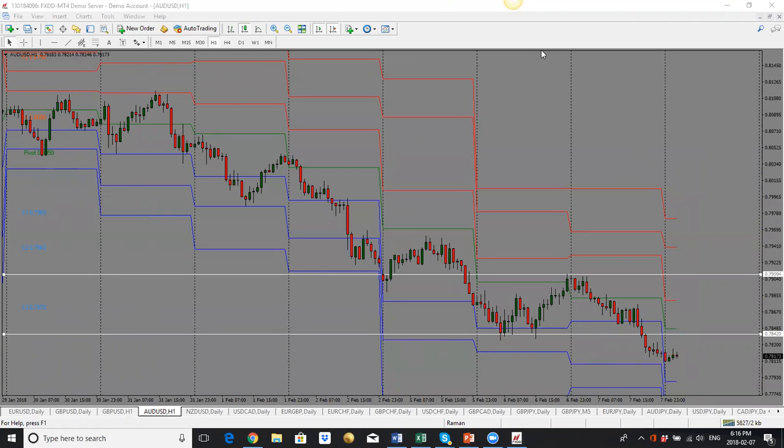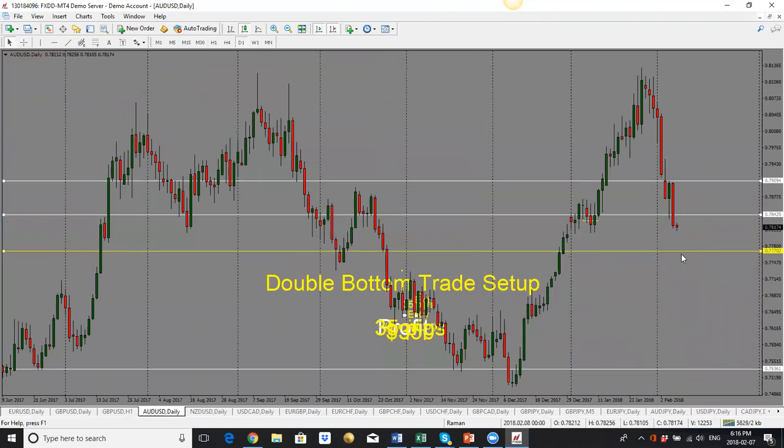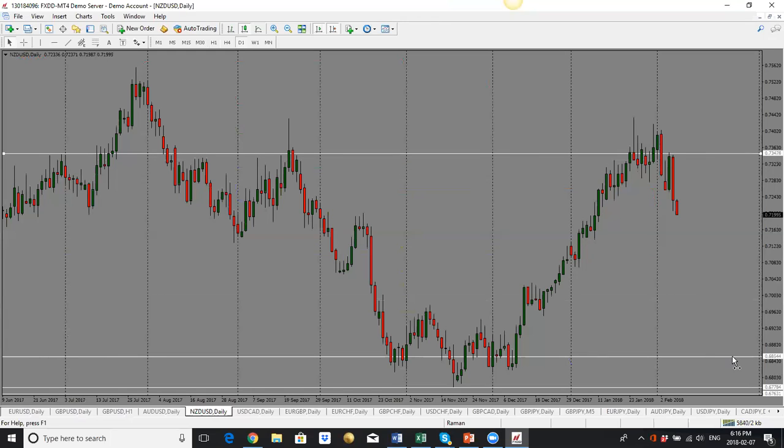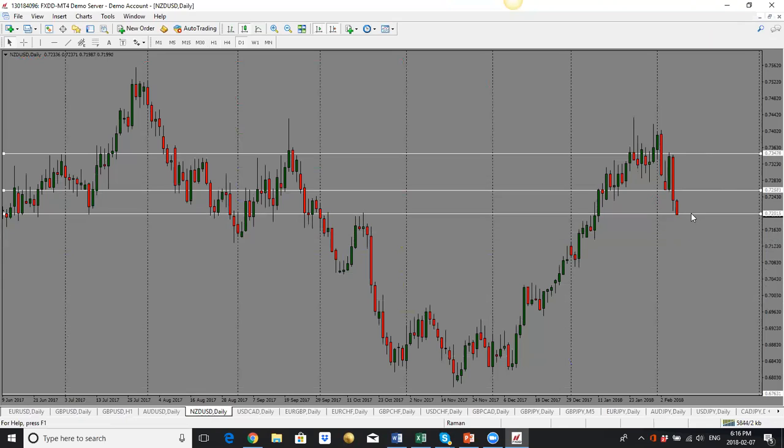But overall, the bias is to the downside. So I would look for a pullback into the pivot point and then a drop. The bias is bearish for this one. On the monetary policy, we didn't see a lot of bullishness from the central bank, and actually they kept everything the same. So they're not changing anything.